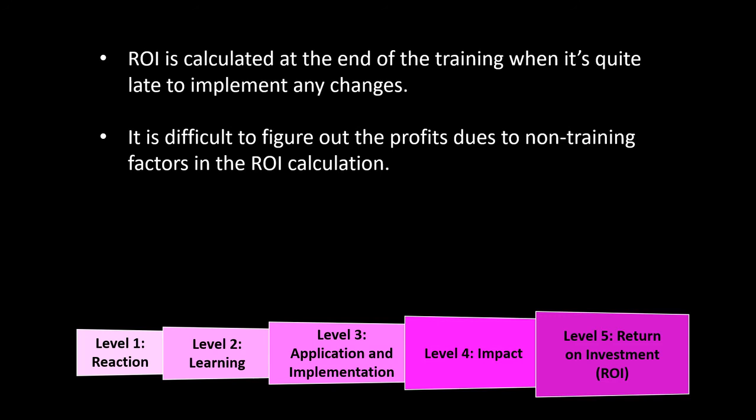This brings us to the end of this video. Now you know who gave the Phillips ROI model for training evaluation. How is this model similar to Kirkpatrick's model? What are the various levels in this model? What happens in each level? And what are the drawbacks of this model?